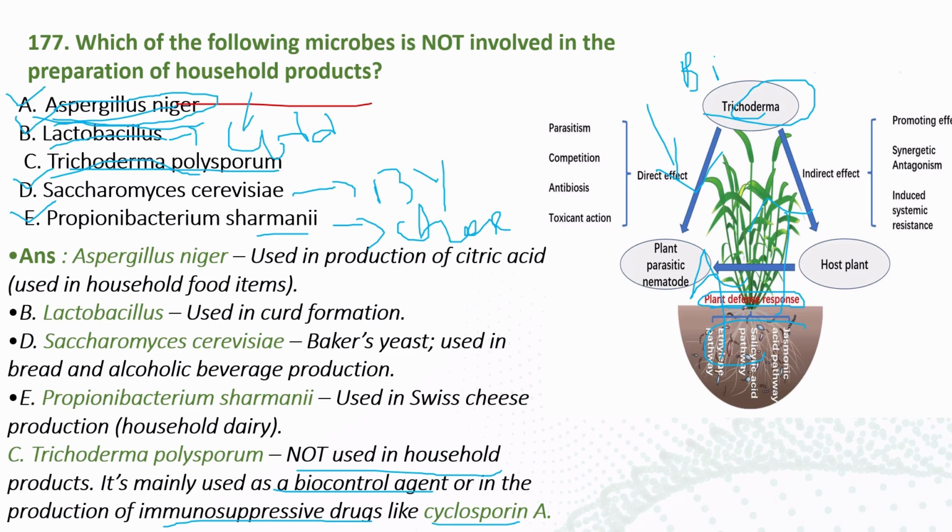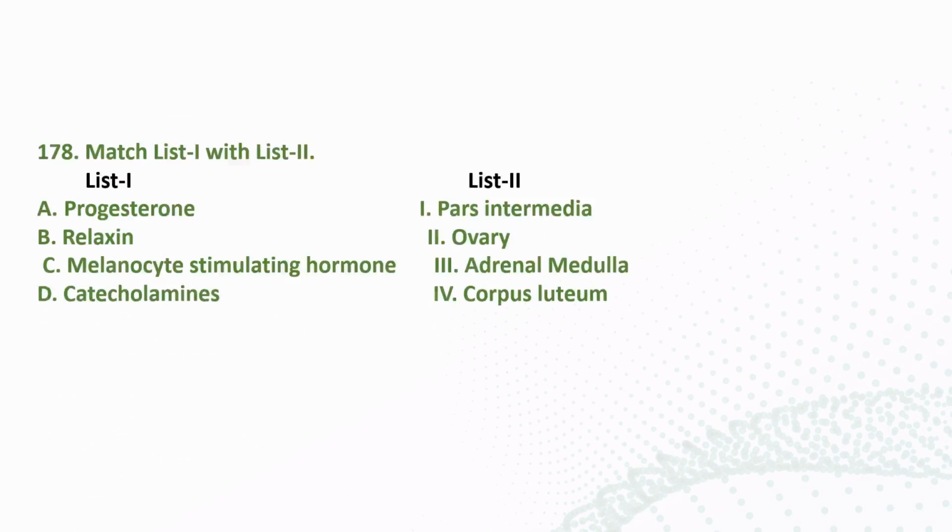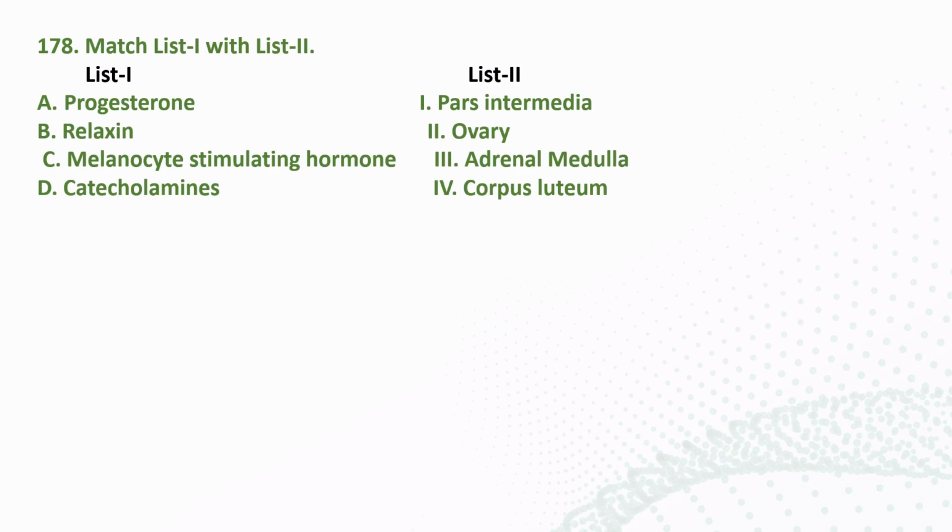Okay, we'll move on to the next question. Here they have given hormones, and you have to say the places where these hormones are produced. The first list has the hormones, and the second list has the places where they are produced. Progesterone is a female sexual hormone, normally produced from the corpus luteum of the female reproductive system.